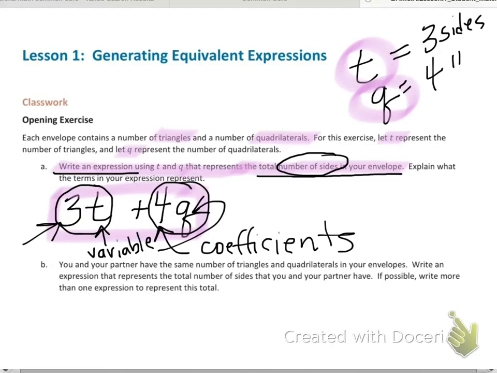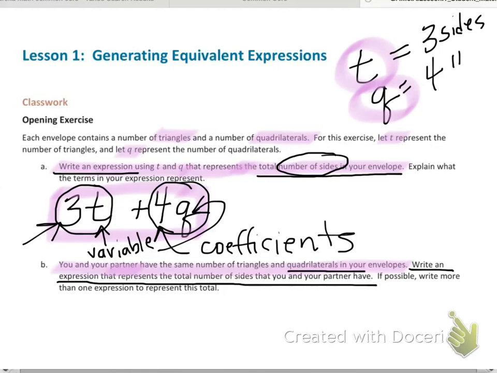All right, now you would be put together with a partner for the next part of this opening exercise. You and your partner have the same number of triangles and quadrilaterals in your envelopes, so everyone in the class would have the same number in their envelope. This is what you know. Now you're going to write an expression that represents the total number of sides you and your partner have.